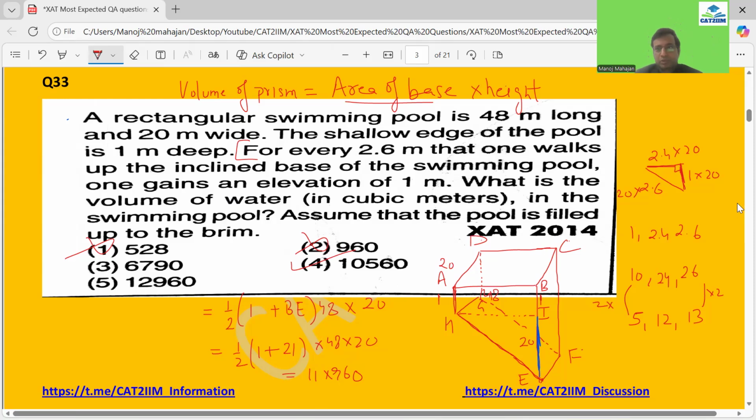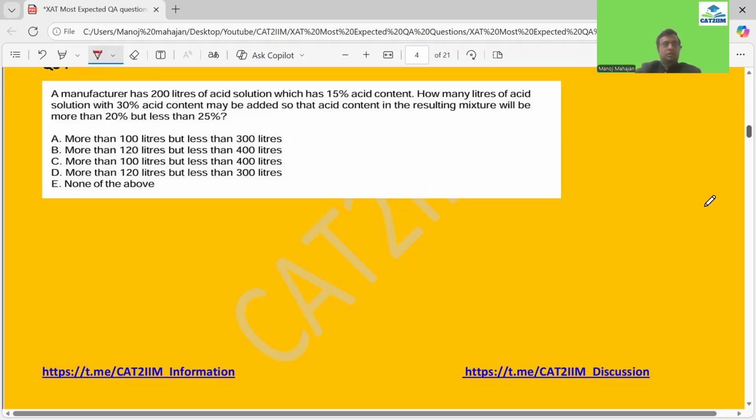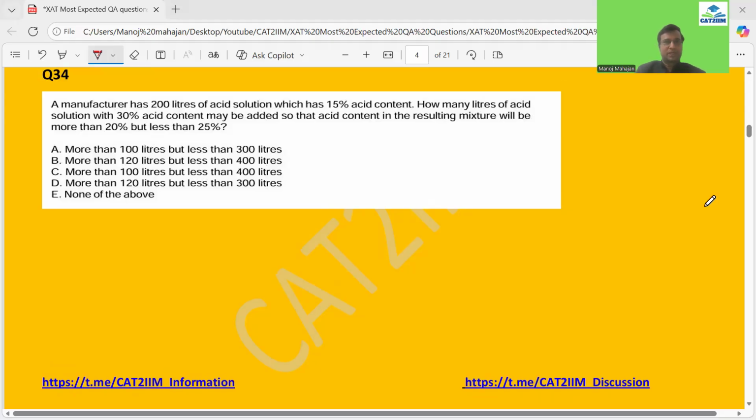So let me move to the next question out here. Such a question you can expect in the XAT paper, and already in the previous parts also I have picked up some questions on alligation. So you should know this magical method so that such questions can be answered with ease.